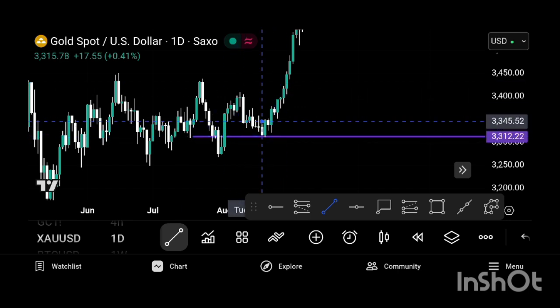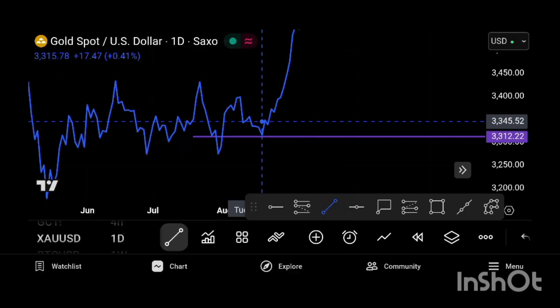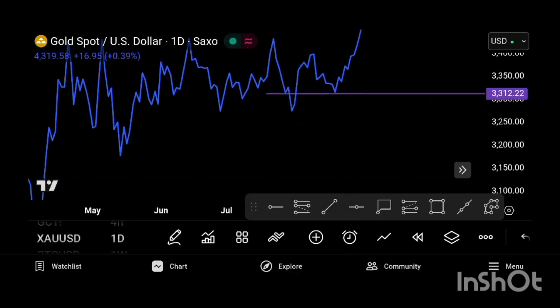Let's go back to our line chart for easy identification. All right, so let's look for more examples.